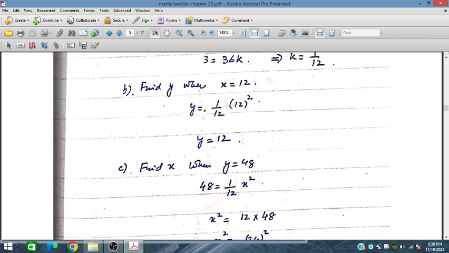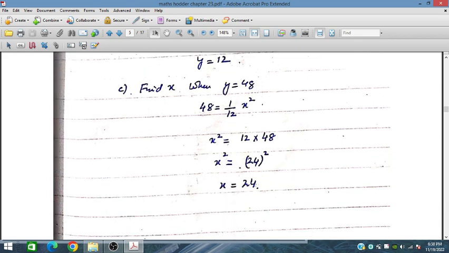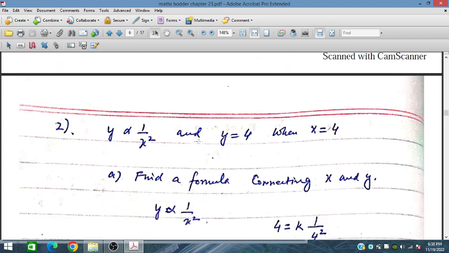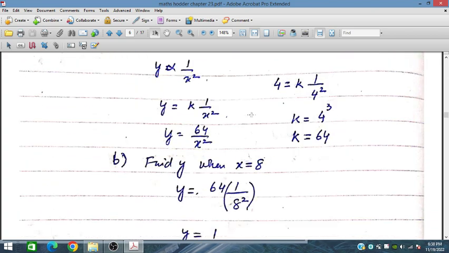Find x when y is equal to 48. So in place of y we have placed the value of 48 and then 1 over 12 and x squared. So we can obtain the value of x is equal to 24. For the next one, we can find it the same way using the formulas.